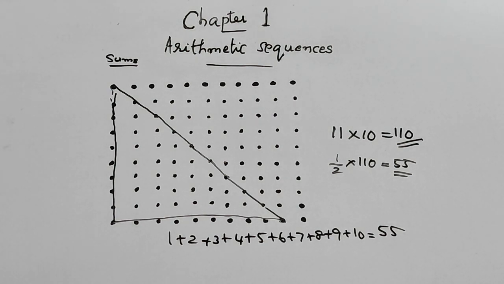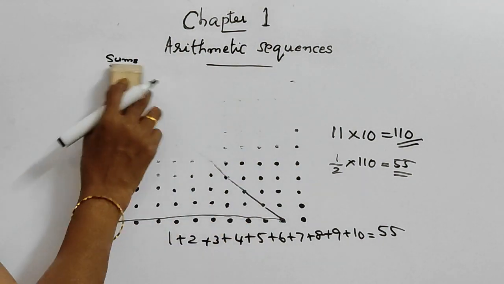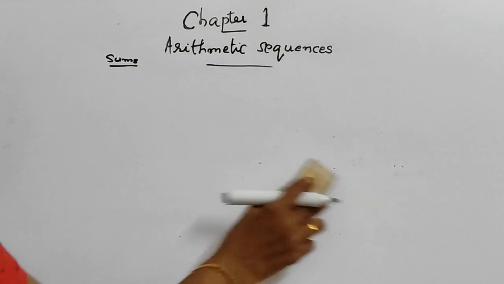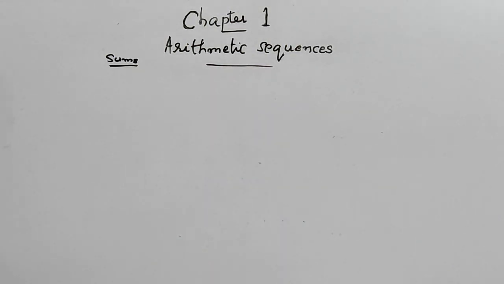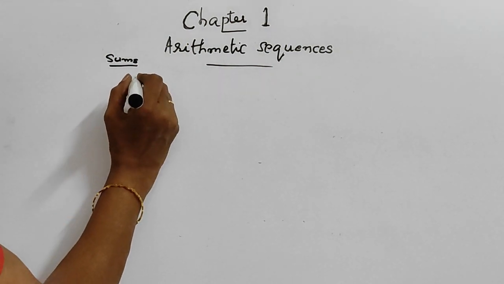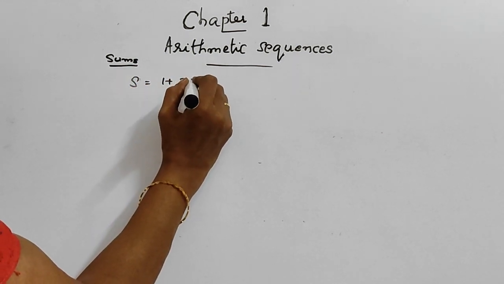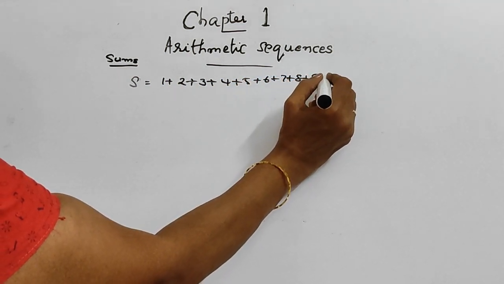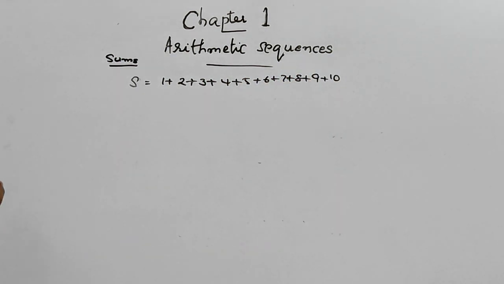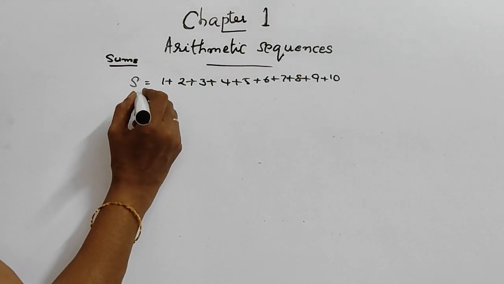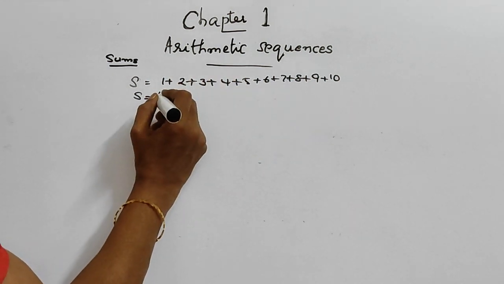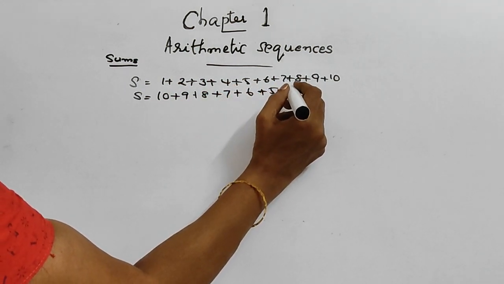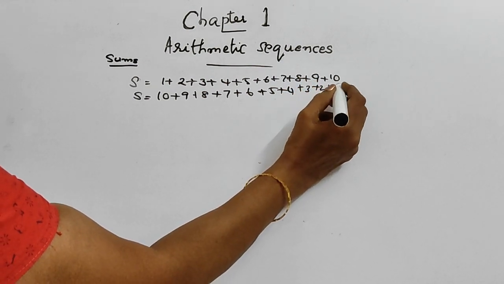So we can do this in another way. Let me rub this figure. Sum of 10 terms. Let S be the sum: S is equal to 1 plus 2 plus 3 plus 4 plus 5 plus 6 plus 7 plus 8 plus 9 plus 10 in the half triangle. Now one more triangle is there. S is equal to, I will write 10 plus 9 plus this way, 8, 7, 6, 5, 4, 3, 2, 1.